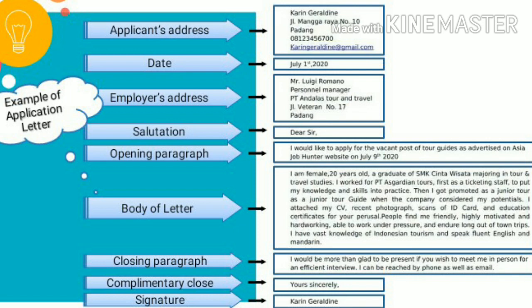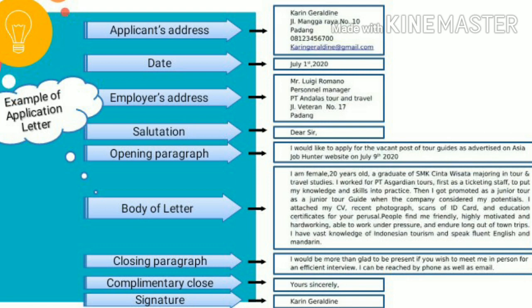The fifth is opening paragraph. It consists of short information about ourselves, what position we want, and also a brief explanation about the qualification that we have. The sixth is body of letter. It consists of detailed information about the qualification or skill that we have, and achievements that we got related to the position that we want to apply for. Here, we should promote ourselves well to get the job.